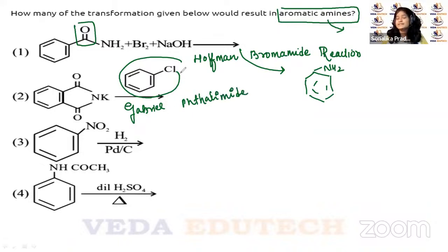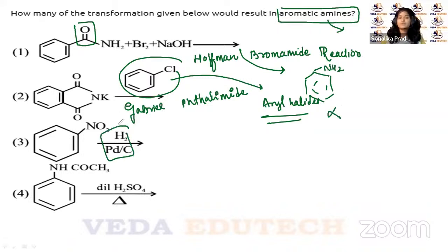Gabriel phthalimide synthesis, and we know that we cannot take aryl halides here, right? We cannot take aryl halides here because the anion form will not be stable. Yes, this is what we know. So this is not going to give us aromatic amine. Yes, and this is a normal reduction of nitro compounds, and when nitro compounds are reduced, you get amines.